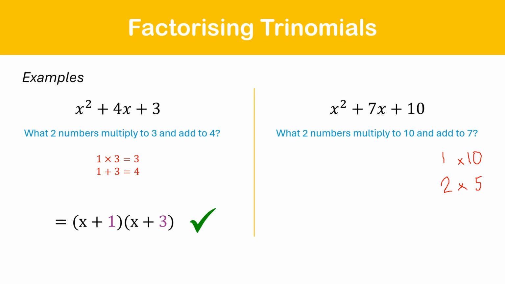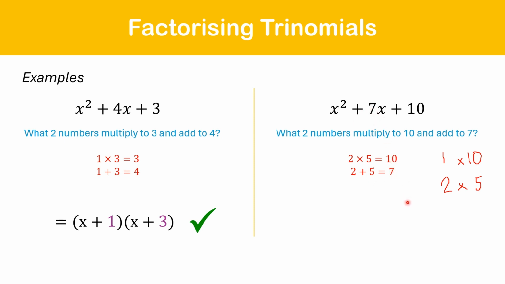Now, either of these could satisfy the rule for c, could tell us what multiplies to 10. But only one of them will add to get 7. Which one adds to get 7? 2 and 5, that's right. So 2 and 5 must be our set of numbers because 2 times 5 is 10 and 2 plus 5 is 7, as we see here.